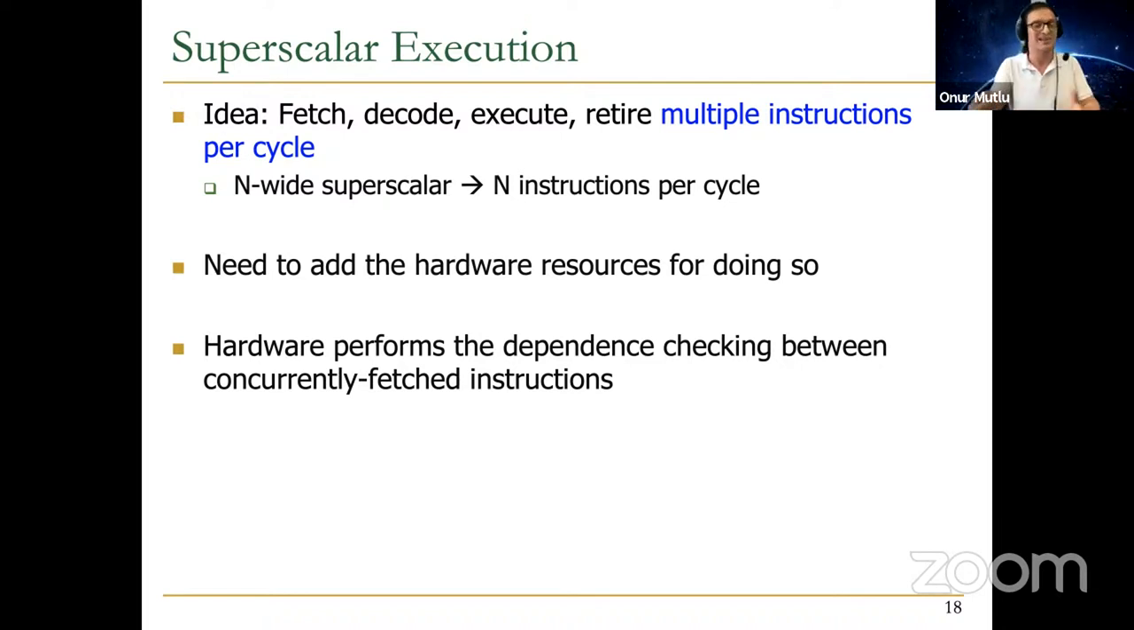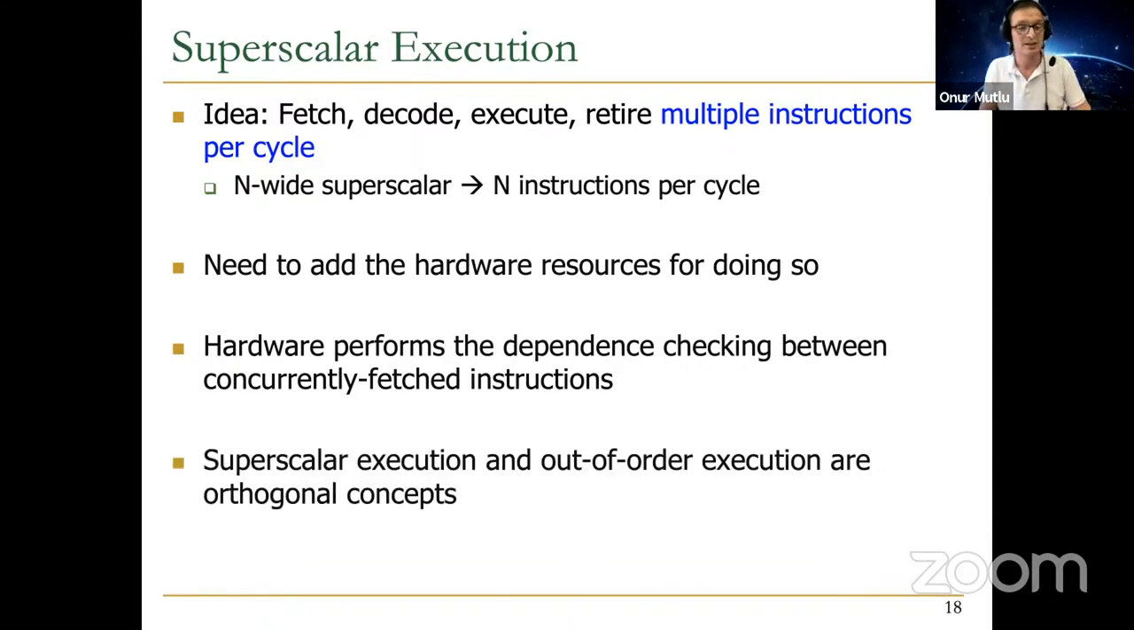But instructions per cycle, let's say, because we're talking about throughput, right? Superscalar execution enables instructions per cycle to be greater than one, if you will. But again, you need to pay the hardware cost, as we discussed. Hardware needs to perform dependence checking between concurrently fetched instructions. And if you're doing this superscalar execution in an out-of-order machine, you need to do the renaming concurrently as well, right?